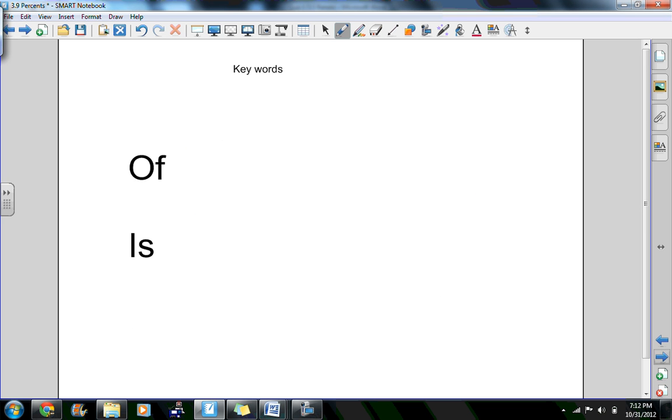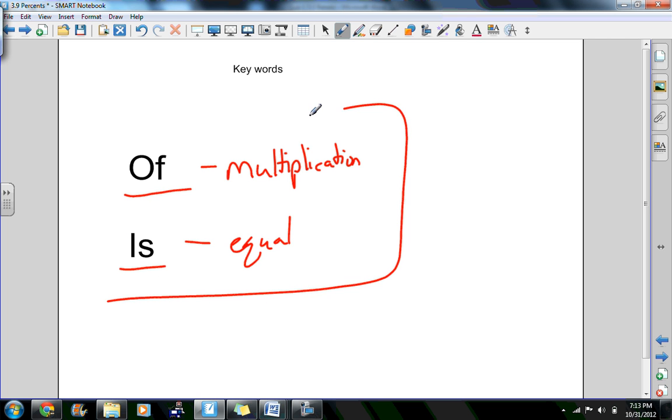All right, a couple keywords before we start this section. The word "of" means multiplication, and the word "is" means equal. Make sure you have these written down in your notes somewhere.